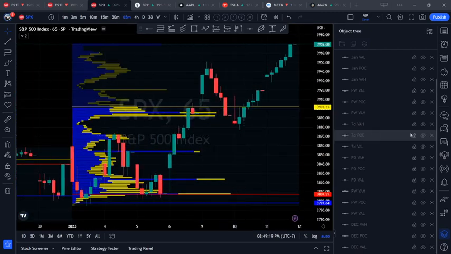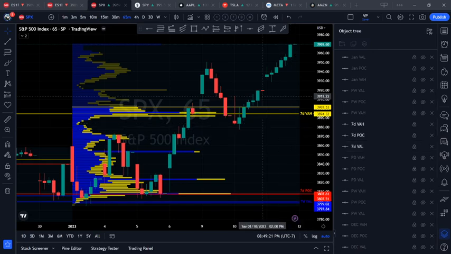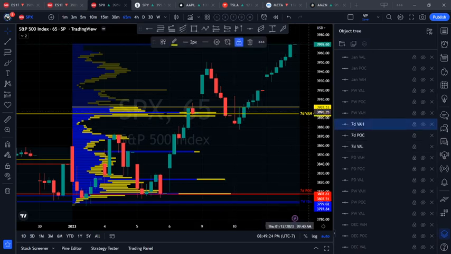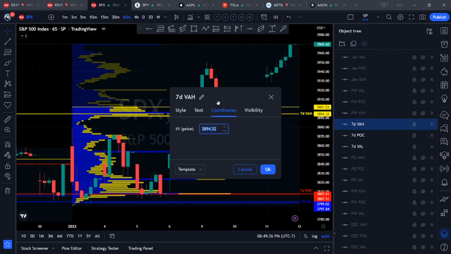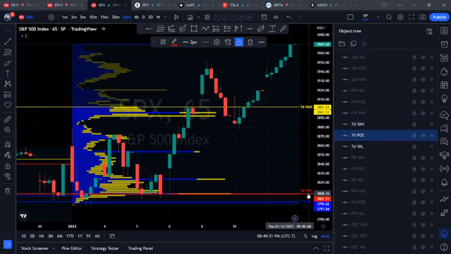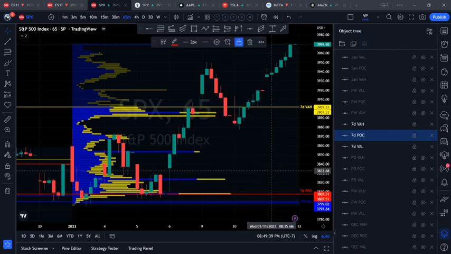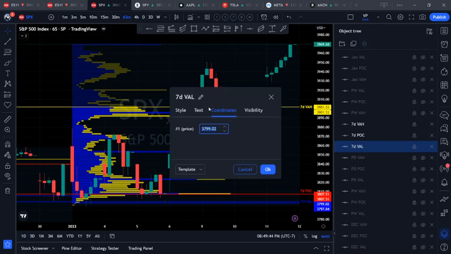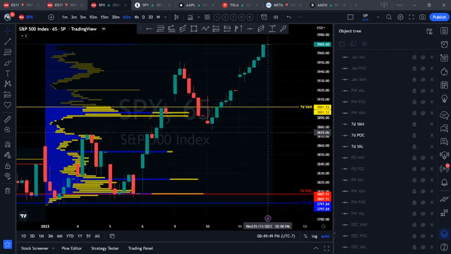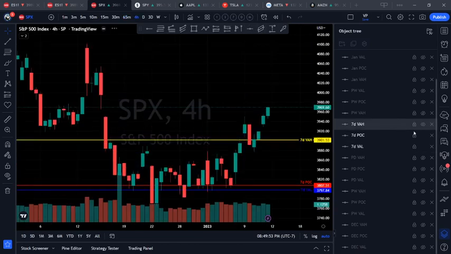All right, so 7-day. Grab the settings, 3901.53 for value area high. POC is just 10 cents difference. And value area low, 3797.84. Those are the 7-day levels. Move on to monthly.